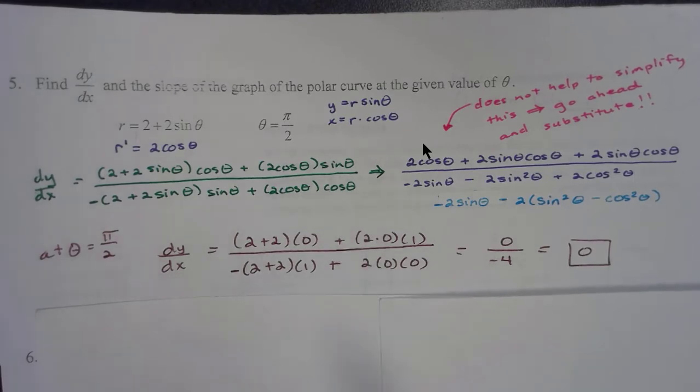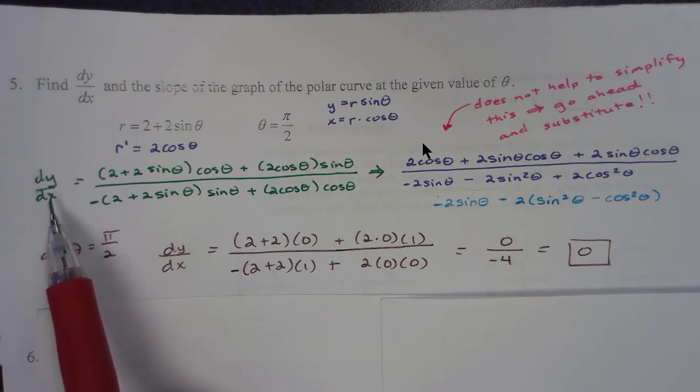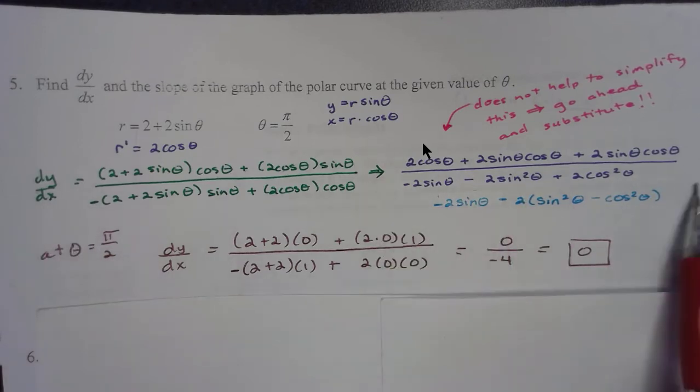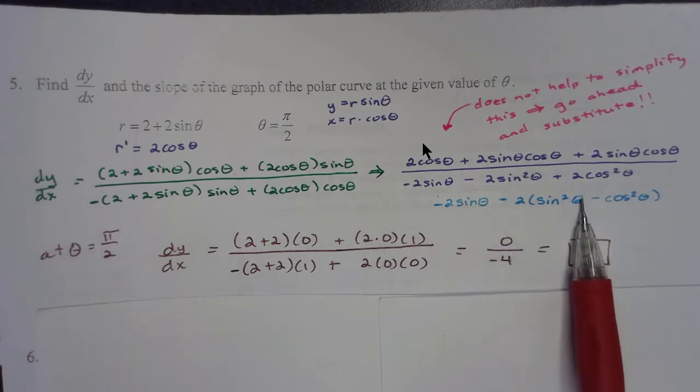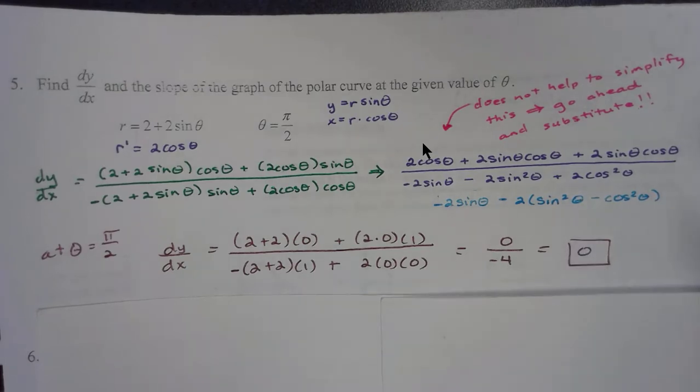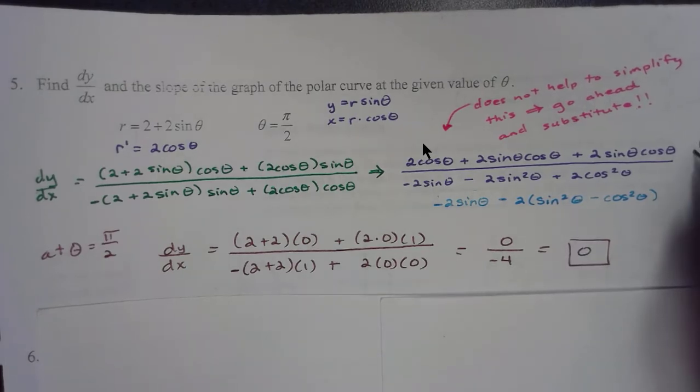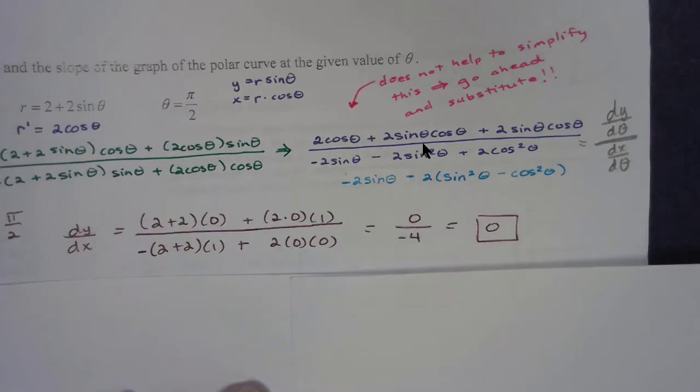Now, let me say this about AP exams and just in general. You always need to show dy dx. You need to show that step. And it's absolutely not a bad idea to say this is dy d theta over dx d theta. That is not a bad idea.